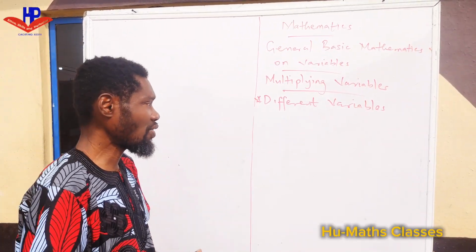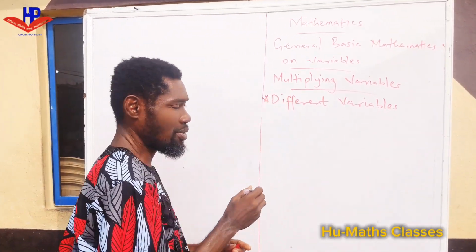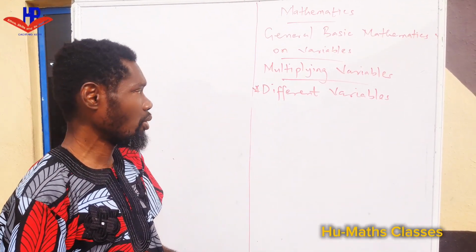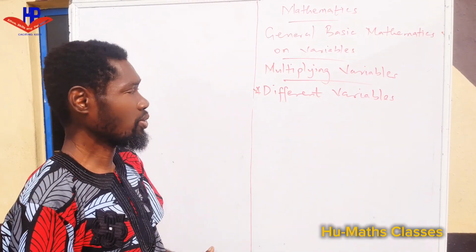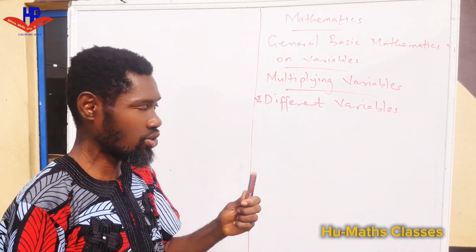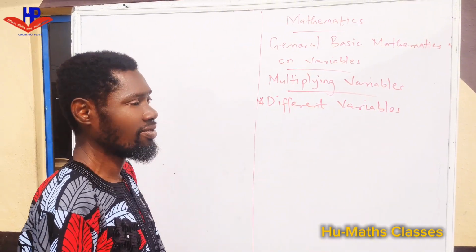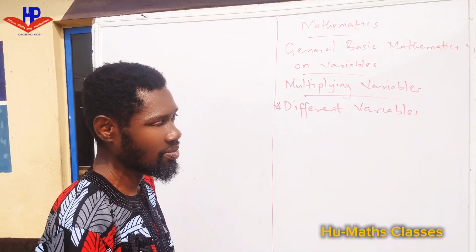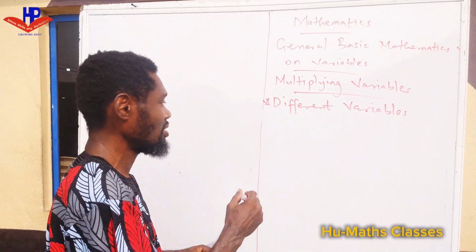Okay, let's consider different variables today. In our previous class, we treated the same variables when multiplying variables. We are looking at different variables today. If you're multiplying variables that are not the same, how would your answer look?